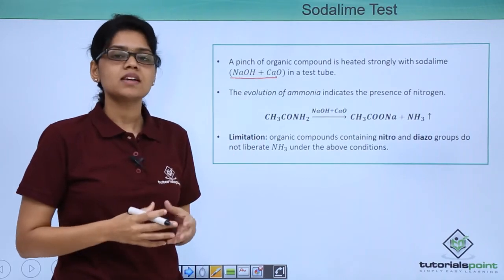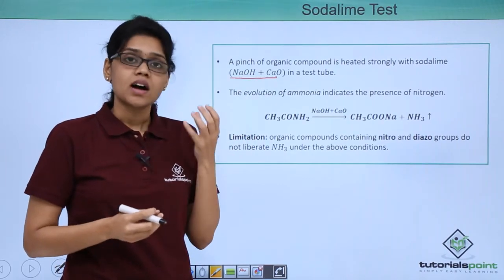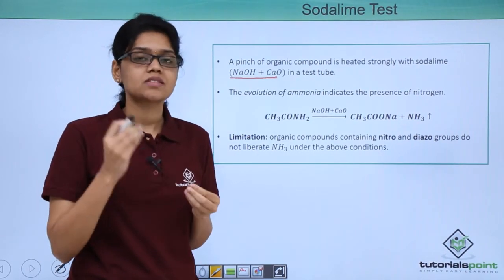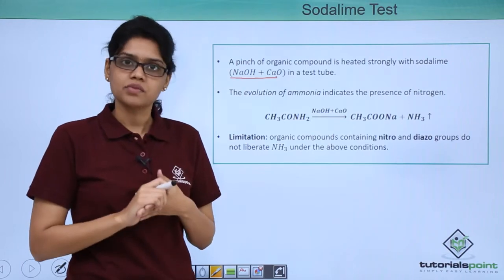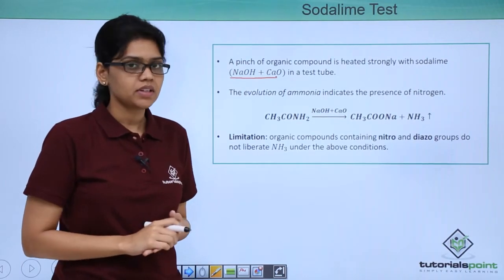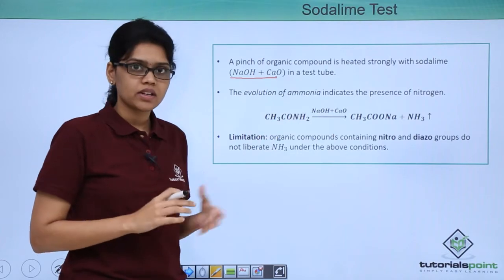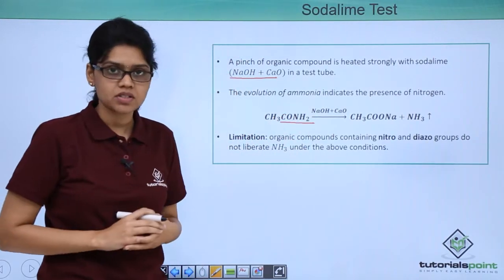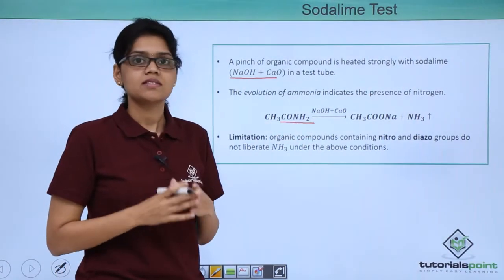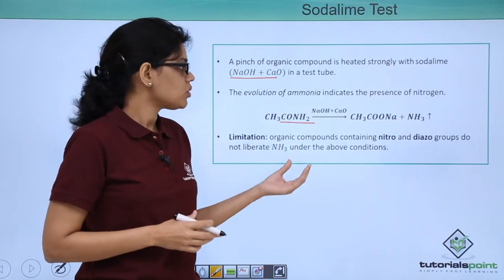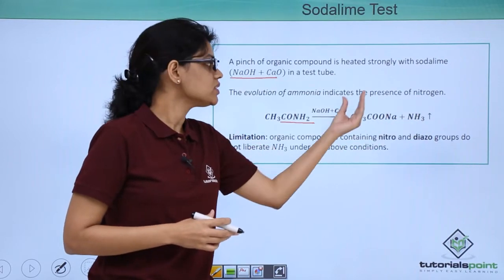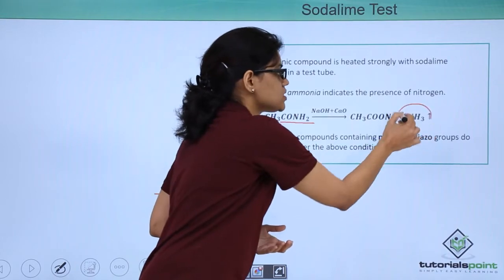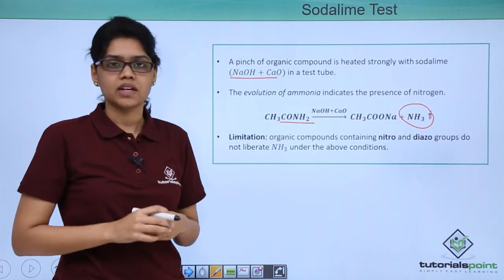Now, when we do this reaction, evolution of ammonia gas takes place. This evolution of pungent ammonia gas confirms the presence of nitrogen. Let's take an example here. Here we have CH3CONH2, which is acetamide. We know that CONH2 is nothing but the amide functional group. So when this amide is heated in the presence of soda lime, we get ammonia gas along with the sodium acetate formed here. So you can see that this pungent ammonia gas confirms the presence of nitrogen.